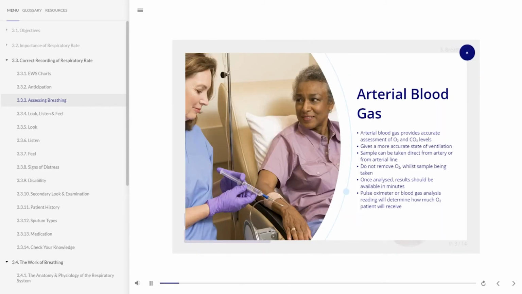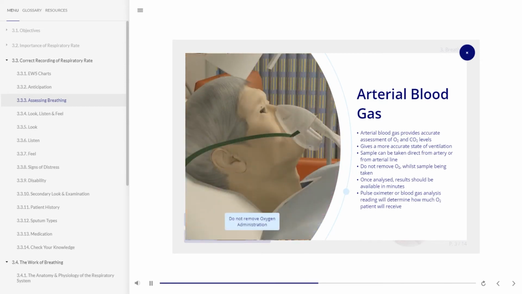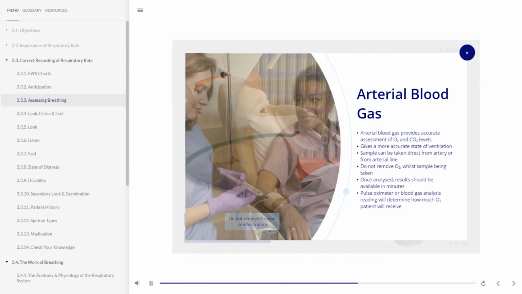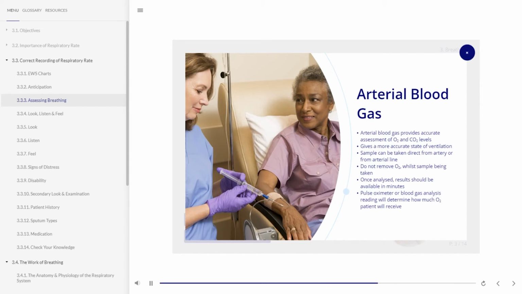Arterial blood gas is an accurate way of addressing how much oxygen and carbon dioxide is present in the blood. This gives a more accurate state of ventilation. A sample can be taken direct from the artery with a needle or from an arterial line. If the patient is on oxygen, this should not be removed while the sample is being taken. The sample is then analysed in the machine and the results should be available in a few minutes. The results of either the pulse oximeter or the blood gas analysis will determine how much oxygen the patient will receive.